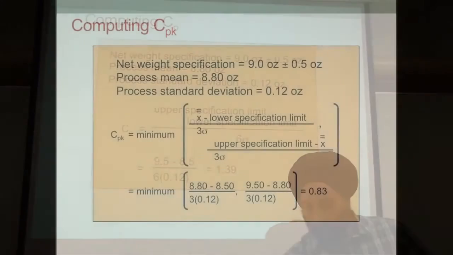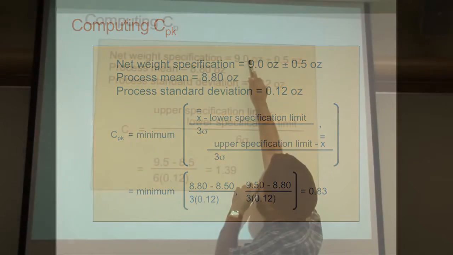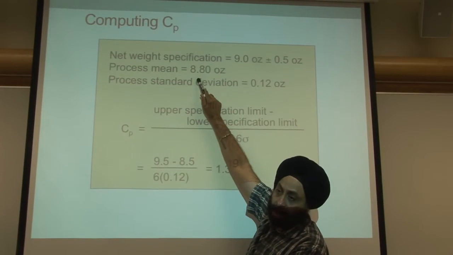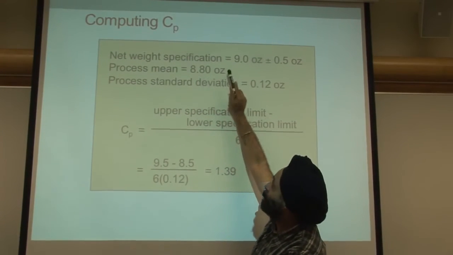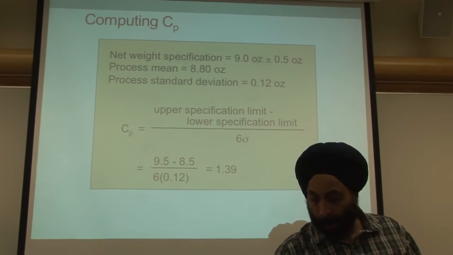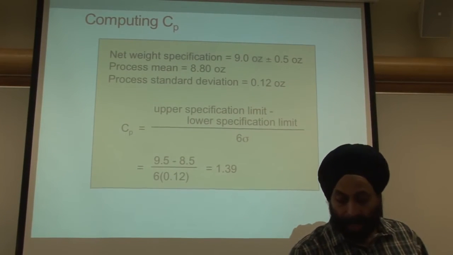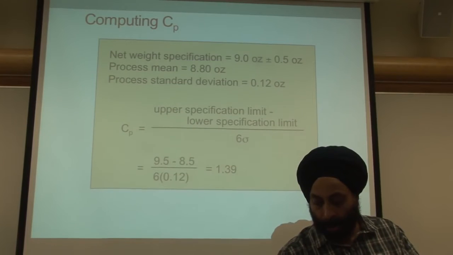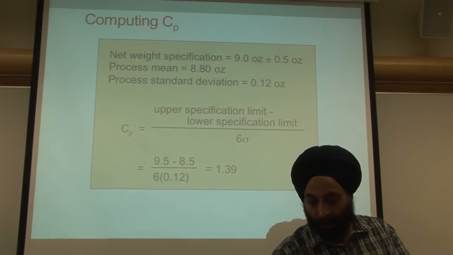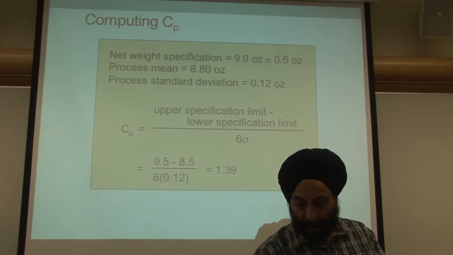If you recall, we mentioned over here that the average the customer wishes as the ideal target is 9 ounces, but your process is off center when you're producing 8.8. So in that case, it is meaningful to see whether, because in theory you are capable at 1.39, in reality, because of this off-center nature, your process is still capable of providing a product that is within specifications.